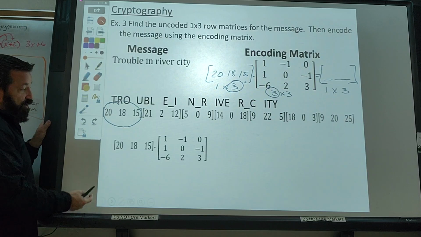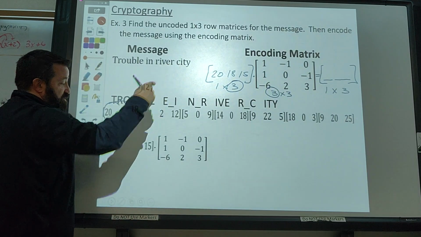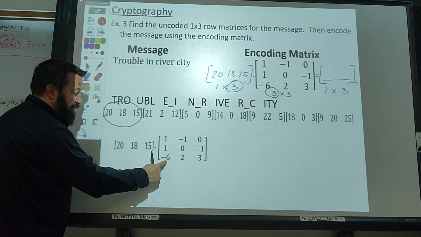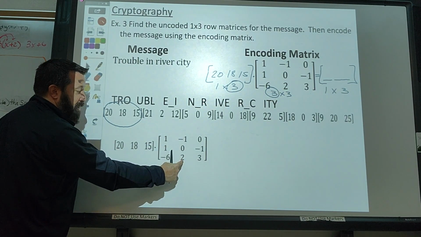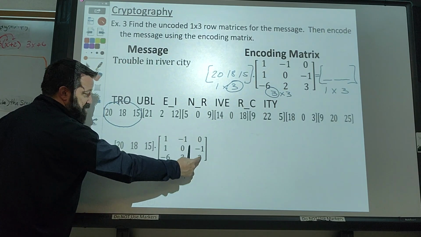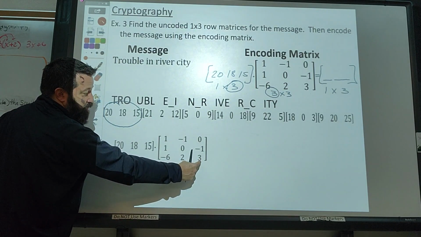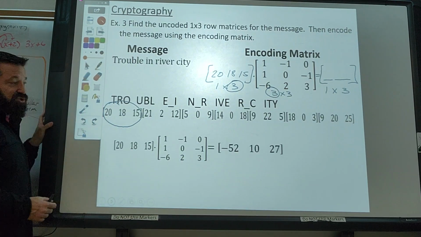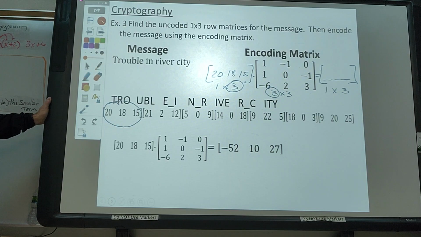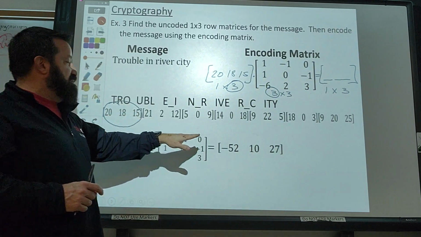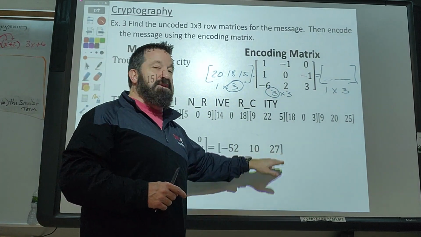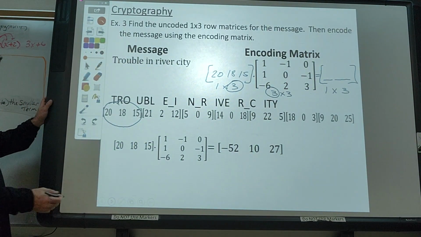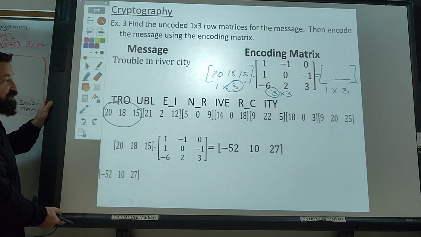So this is what we're doing. Here's that first one times that matrix. So you take this row times this column, you get 3 products, add them up. Take this row times this column, 3 products, add them up. This row times this column, 3 products, add them up. And this is the new code. So that chunk, 20, 18, 15, becomes negative 52, 10, 27.